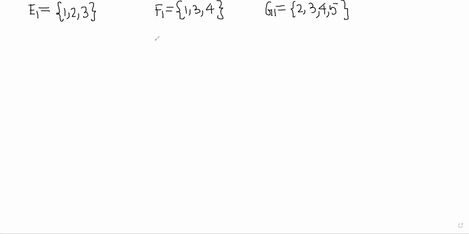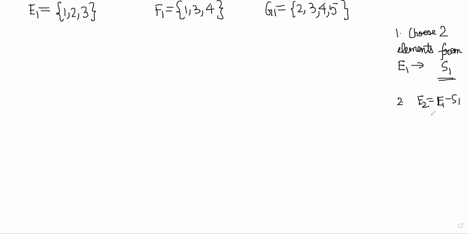Okay, great. Now, what were the steps involved? The first step in the problem was choose two elements from E1, and that becomes your S1 set, right? Call that S1, right? That was the first step. What was the second step? We say E2 is equal to E1 minus S1 and F2 is equal to F1 union S1.